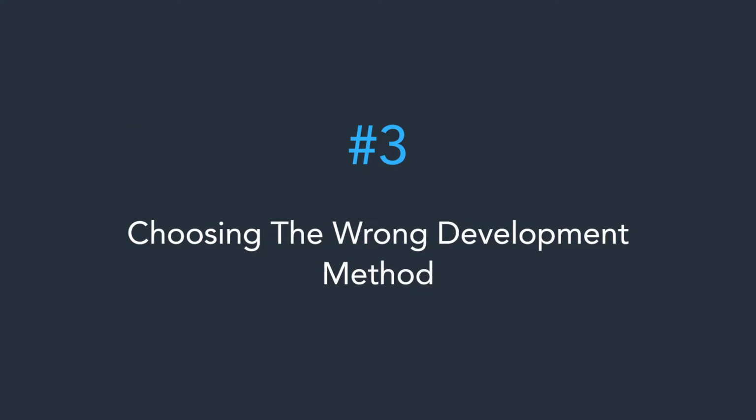Now let's see what is mistake number 3. Mistake number 3 is choosing the wrong development method. As with any application development project, MVPs can be built primarily using one of the two methods, Agile or Waterfall. When it comes to MVP development, my take is that Agile is far superior to the traditional Waterfall method in terms of quality and time to completion.